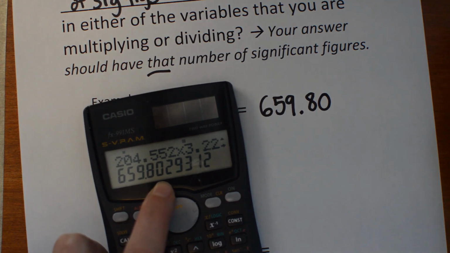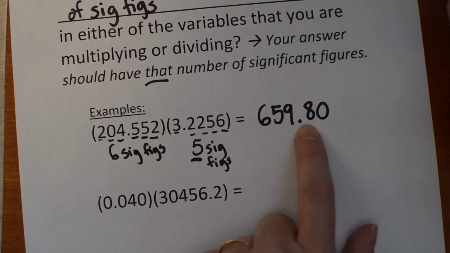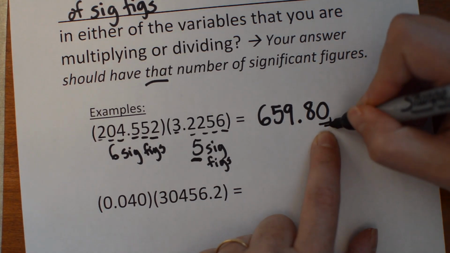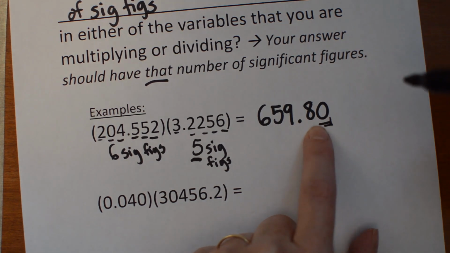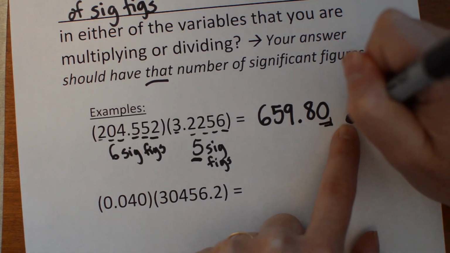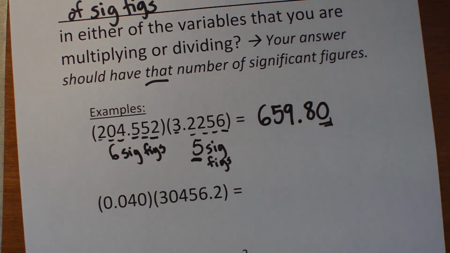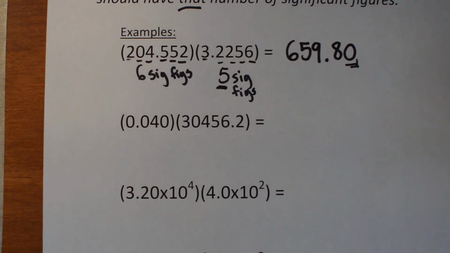This often feels weird for people, writing that 0, right? It feels like, oh, I could just end at the 8. That 0 is important because it tells us that I'm sure right up to the 0. It's not like 0.81 and I just rounded it. It is indeed 0.80, like I'm sure of the 0. I'm not sure of what comes after it, but I'm sure up to the 0. And that's why we use significant figures to tell us how certain we are of our number. Let's try the next one.